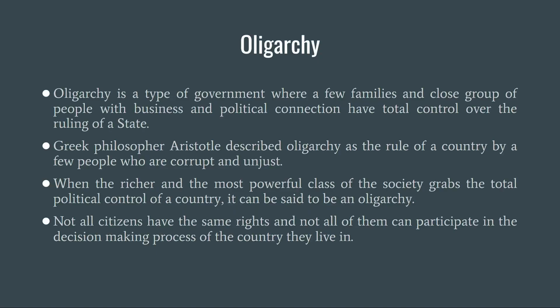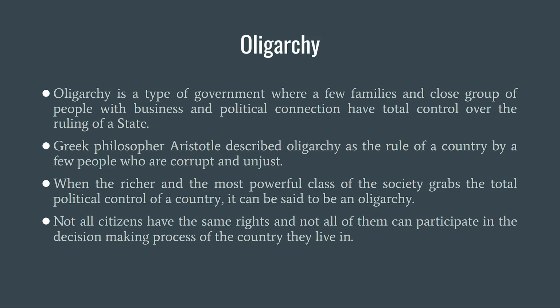So now let's talk about oligarchy. Oligarchy is the type of government where a few families and a close group of people with business and political connection have total control over the ruling of a state. In the previous lectures, we have talked about monarchy. In the monarchic system, the king and his family were all powerful, and the king could appoint anyone in any position, and the king could punish anyone that he does not like.